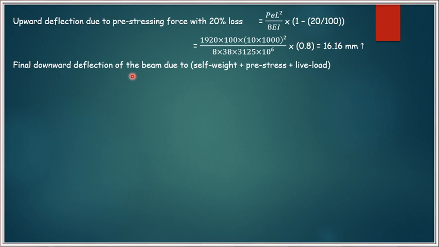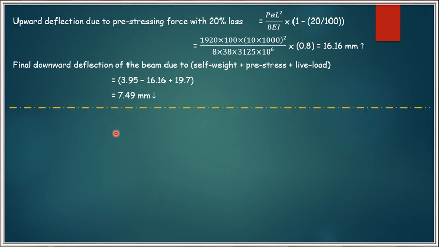Final downward deflection of the beam due to self weight plus pre-stress plus live load we have to find out. So self weight we have calculated earlier, pre-stress is there now, and live load is also acting. So self weight, pre-stress with 20% loss, and live load as calculated. So this comes out to be 3.95 minus 16.16 plus 19.7 as the live load value. So total it comes out to be 7.49 mm acting in downward direction, the final downward deflection. So this was the end of the first problem.